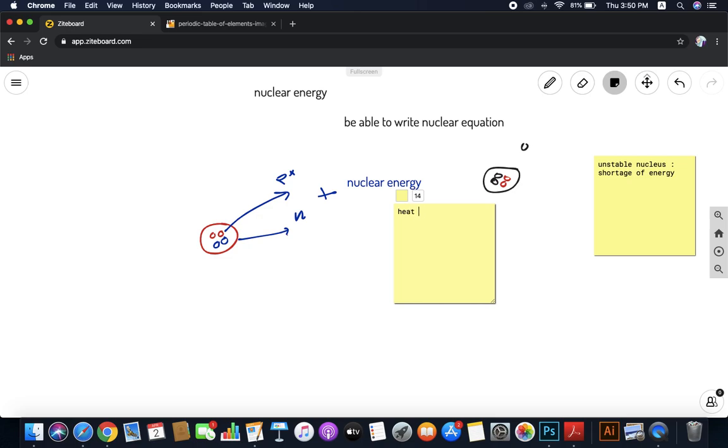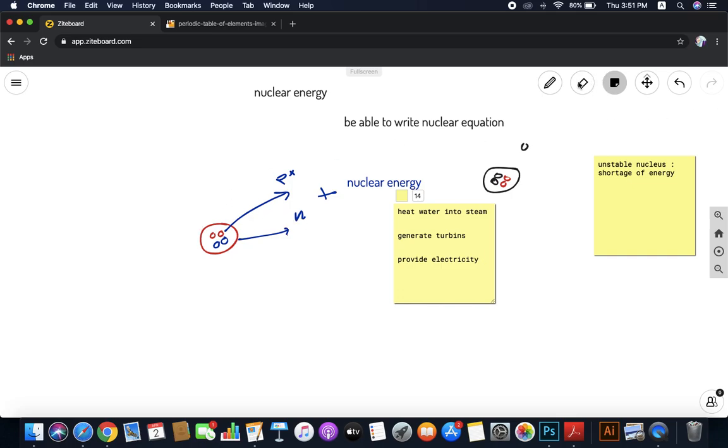Now, this type of energy could heat water into steam, or it could generate turbines, or it could provide electricity. Those are the uses for the nuclear energy. The nuclear energy comes only from the splitting of the protons and the neutrons from the atom.